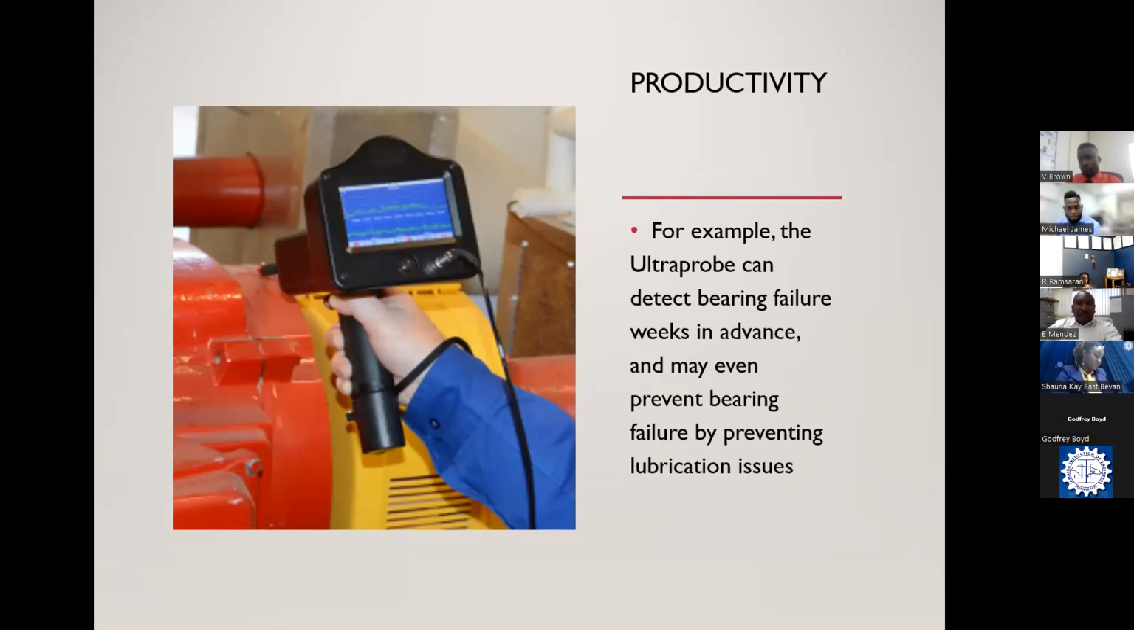So what predictive maintenance does, and for example, this is the Ultra Pro, it can actually detect bearing failure weeks in advance. So that leaves you the opportunity to do proper planning, because now the PM technician will say, okay, this bearing will fail in 2 months' time, and your lead time may be a month. You can get all the parts you need, get prepared, plan properly, have a detailed downtime that is planned for, and at that point your productivity is not at a loss.